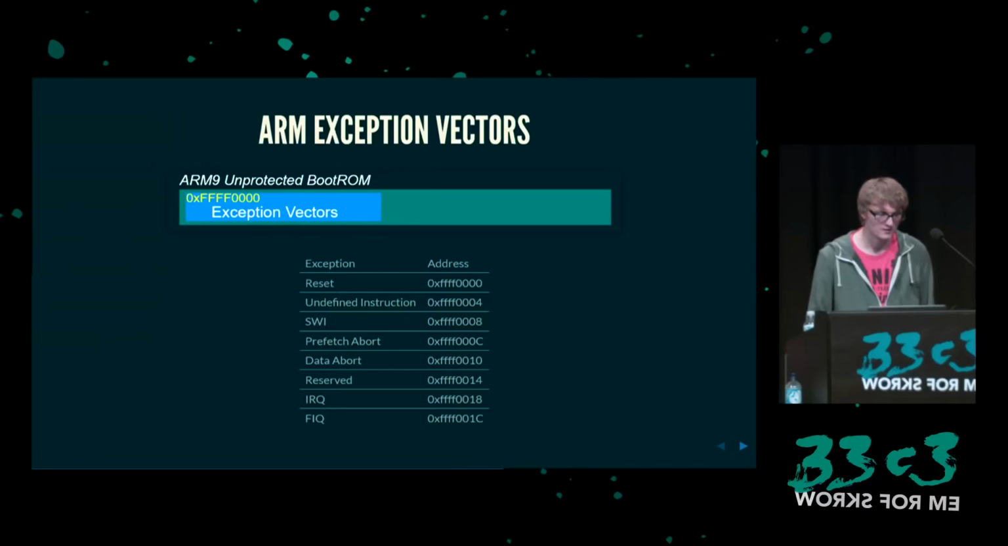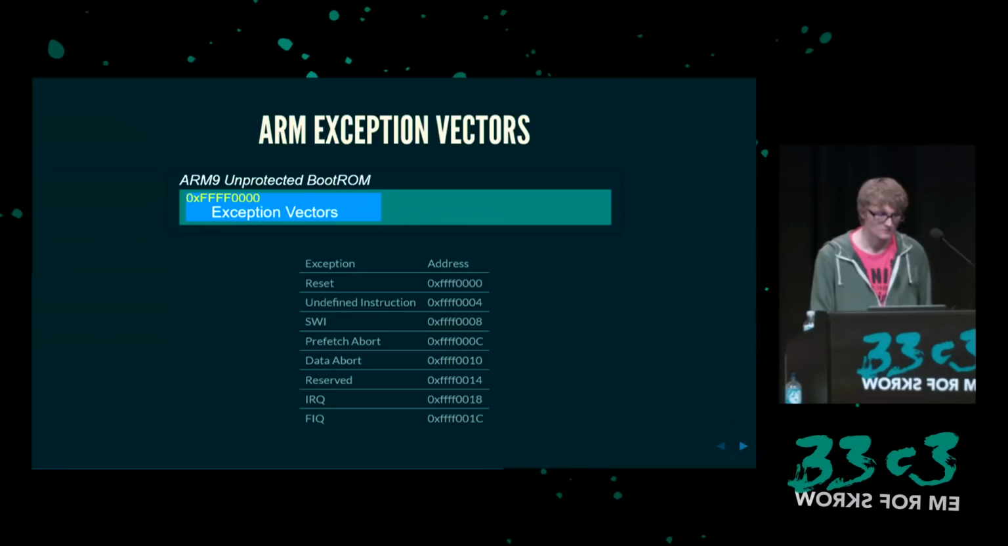And this is located at a hard-coded address in boot ROM. Basically, every time something weird or special happens on the CPU, it will jump to those exception vectors. Like the reset vector that we just saw, or when you're trying to read from an invalid address, it will jump to the prefetch abort or data abort vector. And also when you receive an interrupt, it will jump to the interrupt request vector.